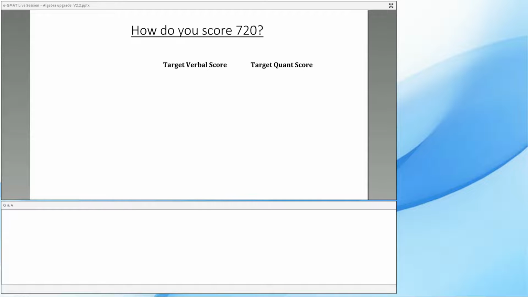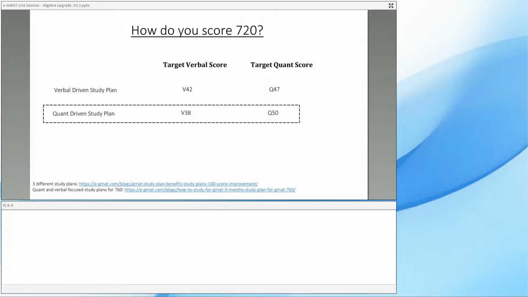We have an hour-and-a-half long module called Your Study Plan, in which we tell you how you should think about your GMAT preparation, what's important, and what you should focus on when thinking about your target score. We also have built tools that give you various paths towards that goal. If you want to get to that 720, you can have two different extreme paths. One is what I call a quant-driven study plan, and the other a verbal-driven study plan. Since this is a quant-focused webinar, let's take a quant-driven study plan. So let's take a student who chooses a path of Q50 and a V38.